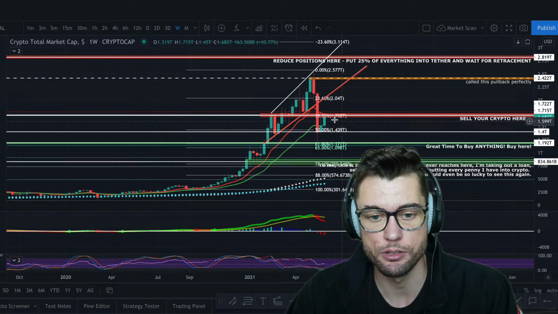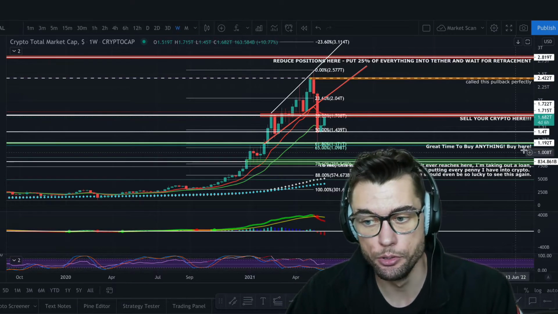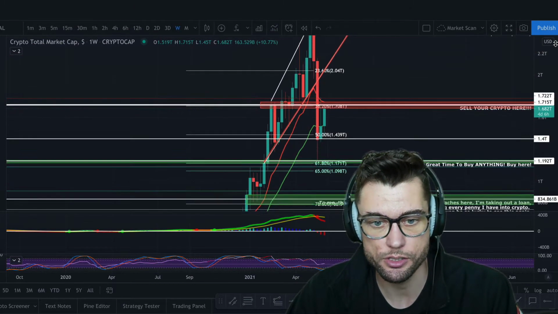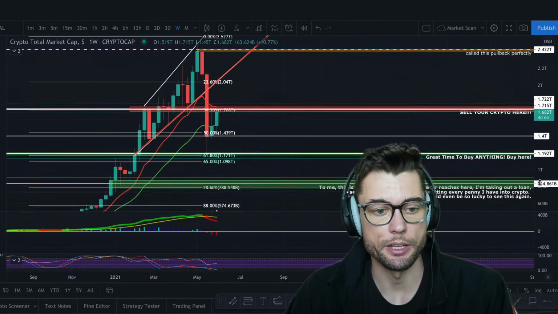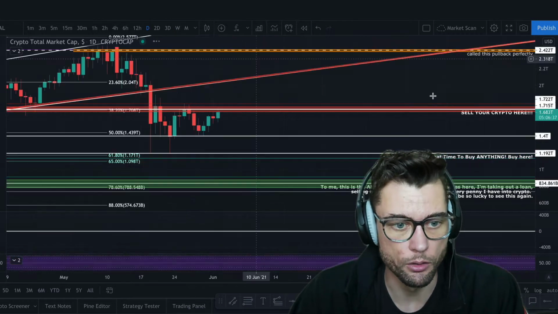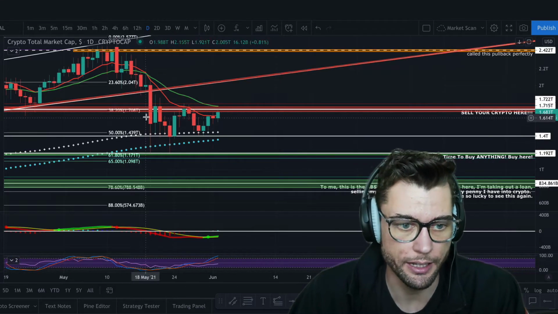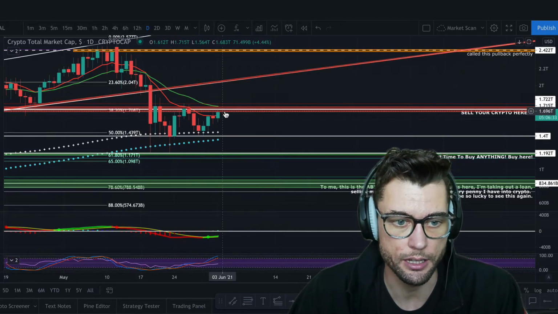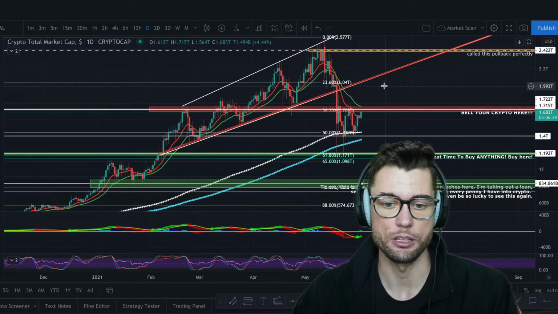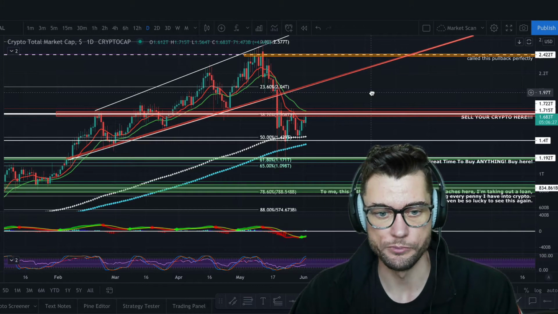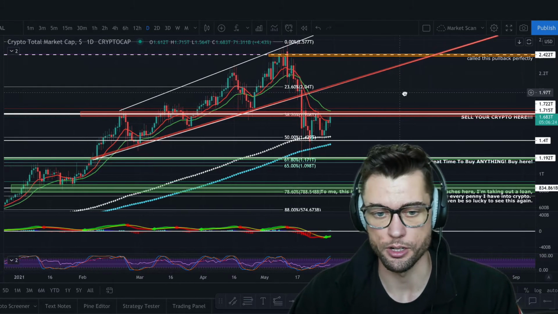So I'm not too keen on longing from here, because we still have a little bit more way to go. Maybe it hit on the daily. On the daily, it basically hit and then started coming back down today. So we'll see what happens. I'm actually in a couple of shorts, and I'll show you what those are now.